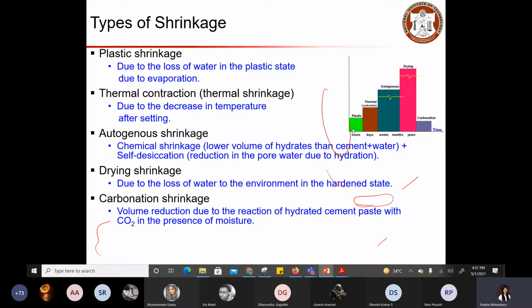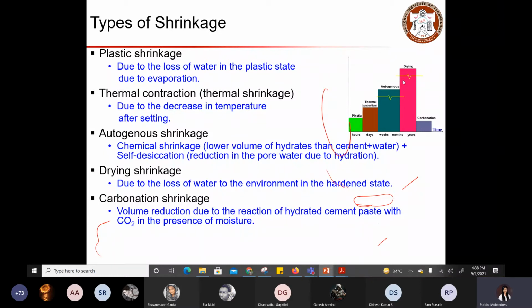So plastic shrinkage usually occurs within a few hours of your concreting, and then thermal contraction takes about days, and the autogenous shrinkage occurs over some weeks to months, because this is happening within the matrix itself when you have hydrated particles, and then again that takes some amount of water for its further hydration. So that is called self desiccation due to chemical reaction. And then drying shrinkage occurs over months to years, and then finally you have carbonation shrinkage. So the effect will be in this range.